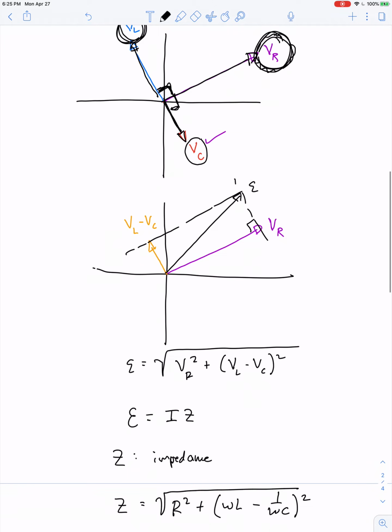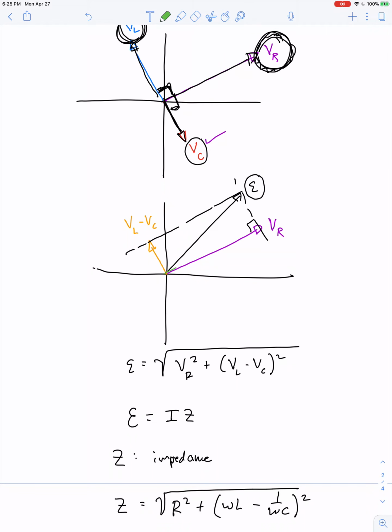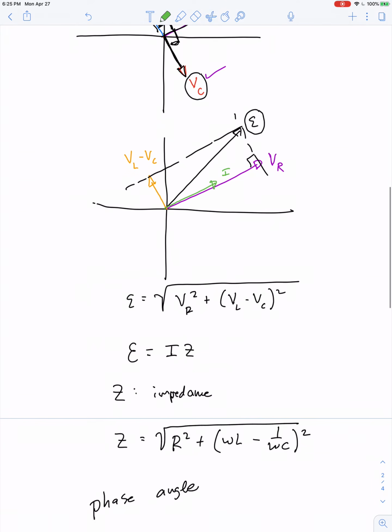But how far out of phase is the EMF of the circuit with the current? Now let me draw the current phasor back in. We know it's in phase with the voltage across the resistor. So isn't this interesting? The EMF of the generator is not in phase with the current. It would be if it was driven at the resonant frequency, but at any frequency other than the resonant frequency, there's a phase relationship, a phase angle we'll call phi, between the EMF and the current. So let's see if we can figure out what that angle would be.